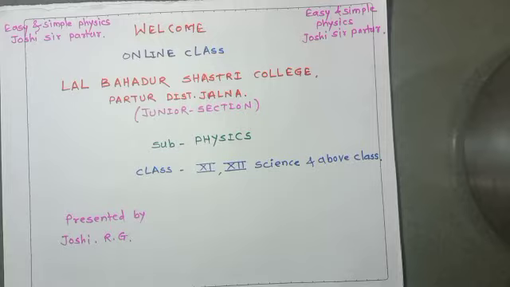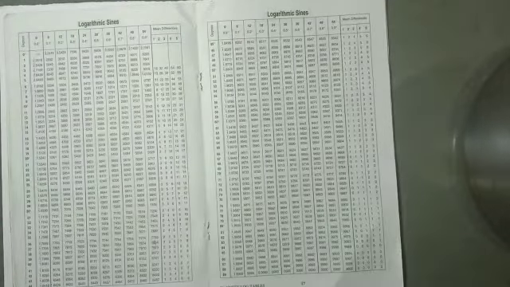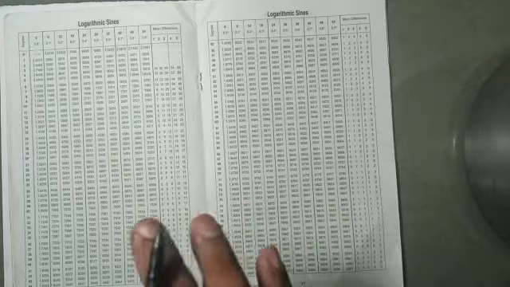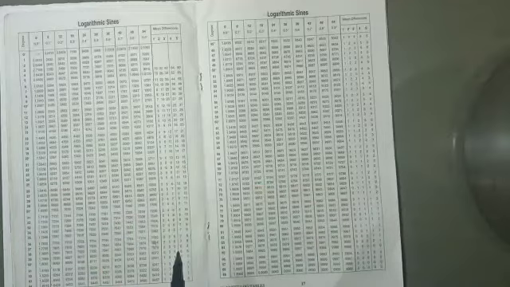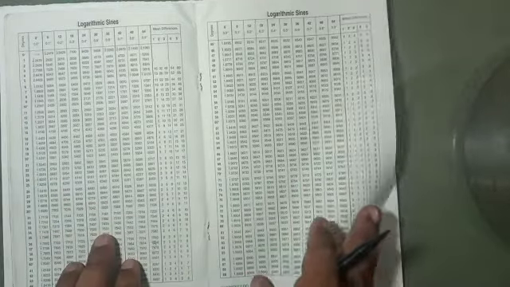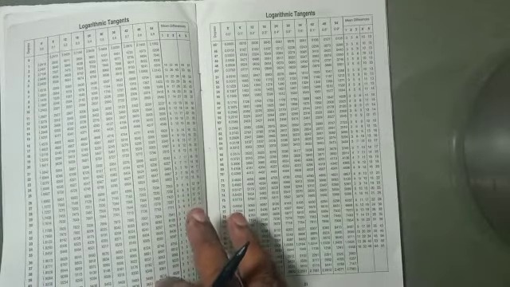Today we learn about logarithmic and mathematical tables. In this video we learn logarithmic sine, logarithmic cosine, and logarithmic tangent. When we see logarithmic sines, logarithmic cosines and logarithmic tangents, there is the same procedure for all of them.